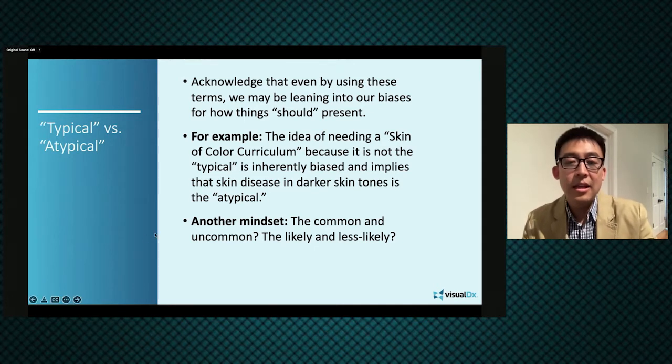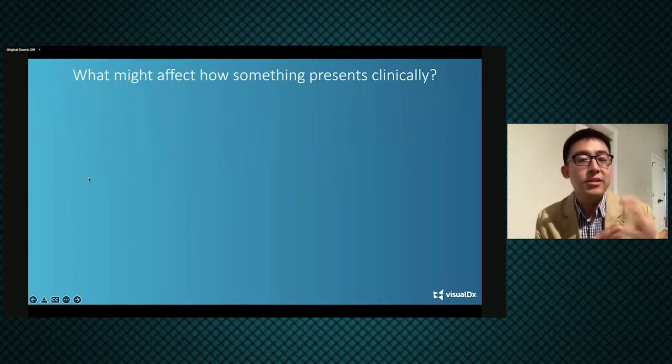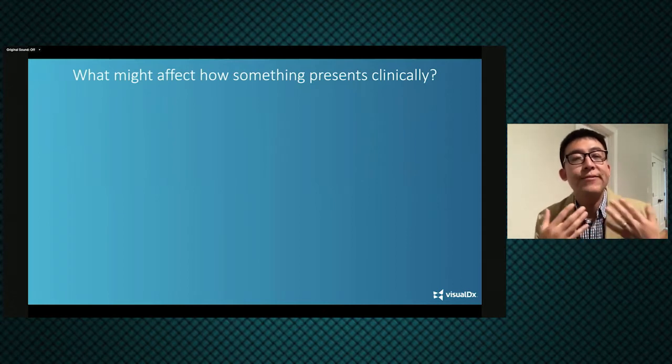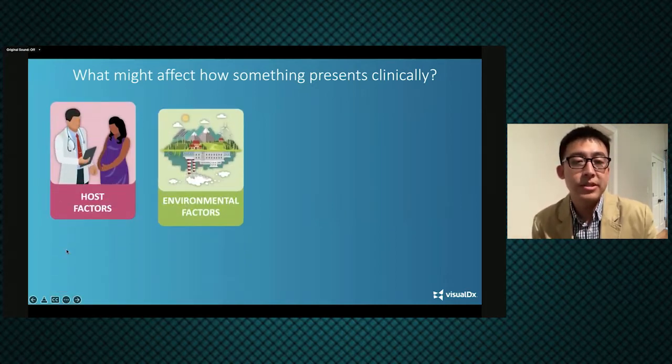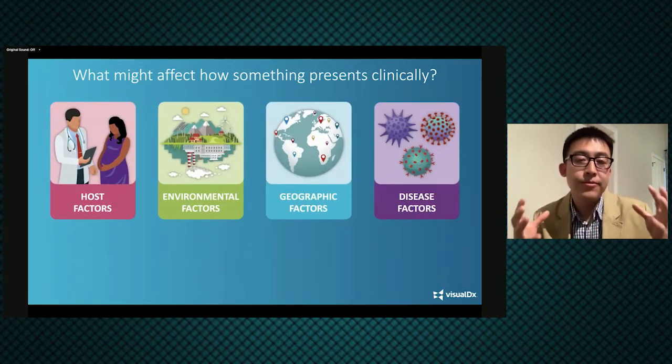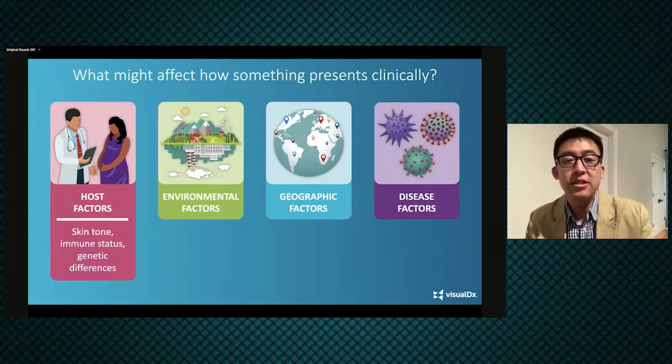At the end of the day, I think it's important for us to realize that we have to be ready to take care of all comers that come to see us. So instead of focusing on typical versus atypical, I want to think a little bit more about what might affect something to present clinically and the different ways that it might present. And I've split this up into four main categories of how it might affect skin disease. The first is host factors, and this is, for example, underlying skin tone, a patient's immune status, and genetic differences for that particular patient.